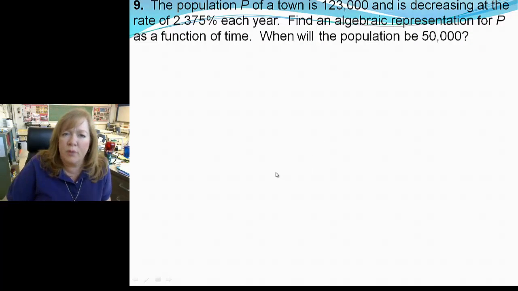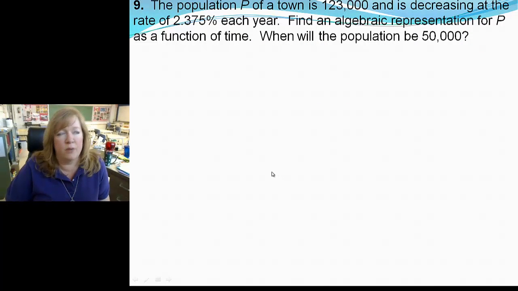All right, so let's look at one where the rate is decreasing and how we set this up. Population P is 123,000 and decreasing at a rate of 2.375% each year. Find an algebraic representation for P as a function of time. When will it be 50,000? So see if you can set this up. Pause the video for a minute and see if you can set up the function and solve it. All right, let's see how you did.